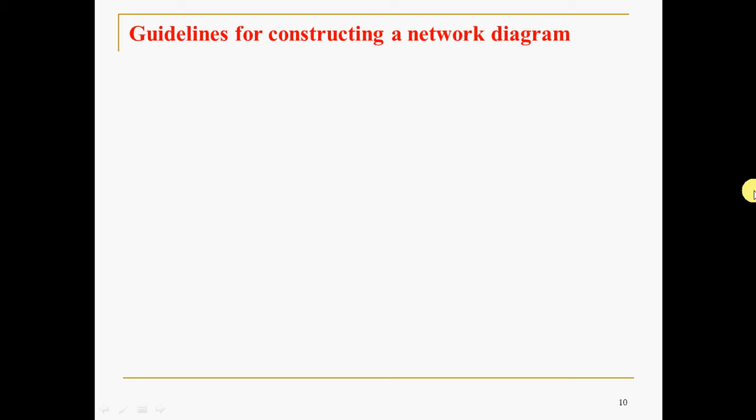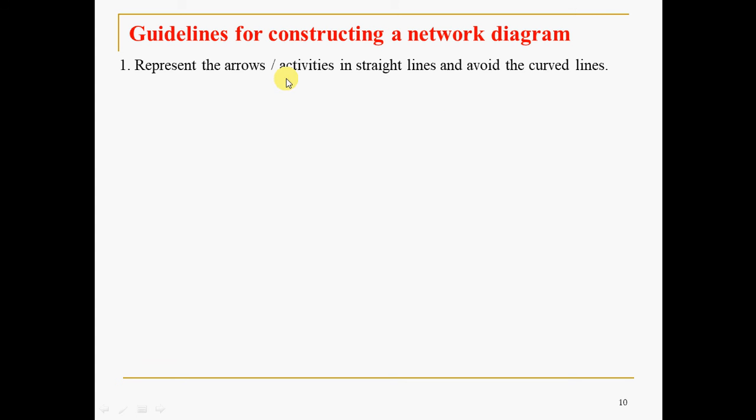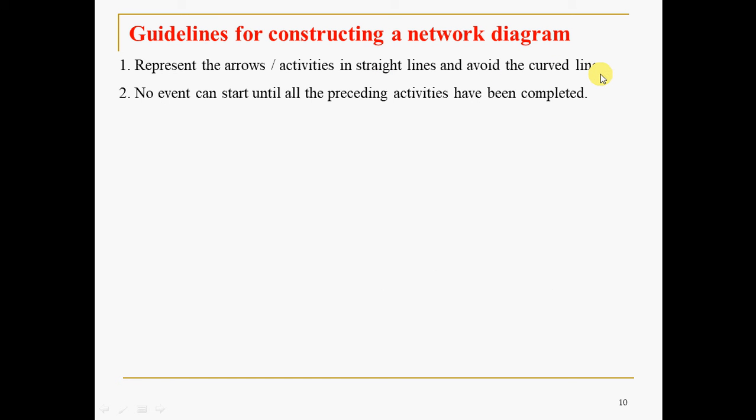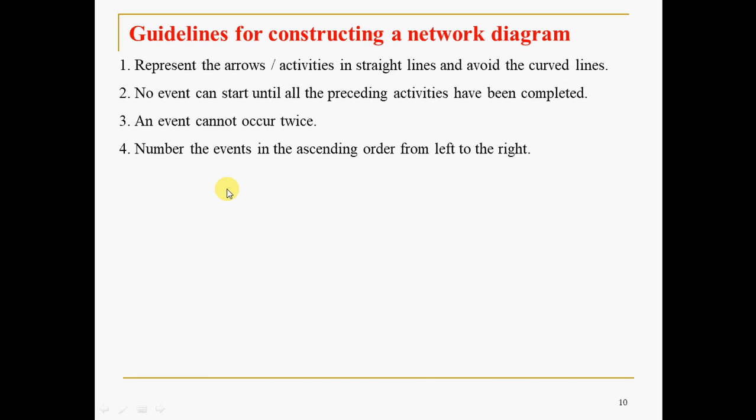Fine. Let us see some guidelines also for constructing a network diagram. This Fulkerson's IJ rule and the guidelines we are going to use in the construction or building of a network, that we'll see with an illustration or an example. Represent the arrows or activities in straight lines and avoid the curved. You are not supposed to use curved lines to represent the tasks or activities. No event can start until all the preceding activities have been completed. An event cannot occur twice. Number the events in ascending order from left to right.